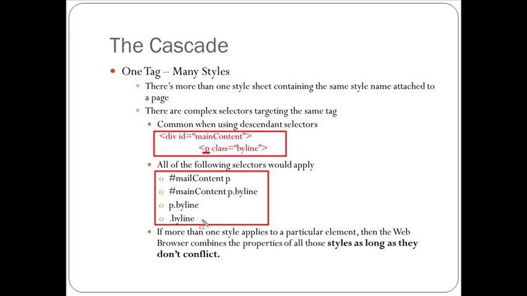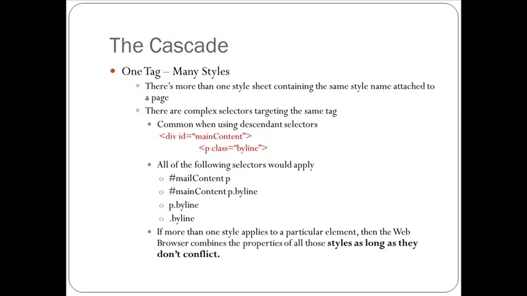Make it even worse, you could just add another simple paragraph rule here. That would make it 5 different things that would apply to this same paragraph tag. So if more than one style applies to a particular element, the web browser combines the properties of all those styles as long as they do not conflict with each other. And conflicting here would mean that they are styling the same property.